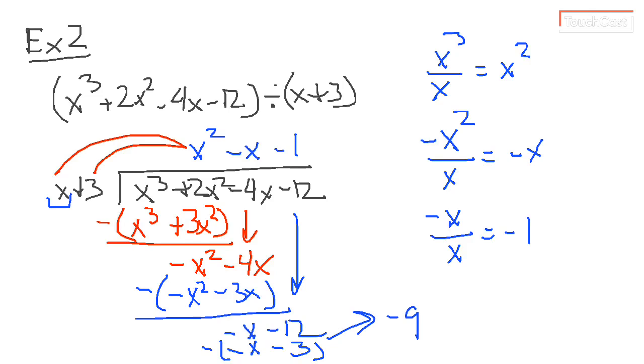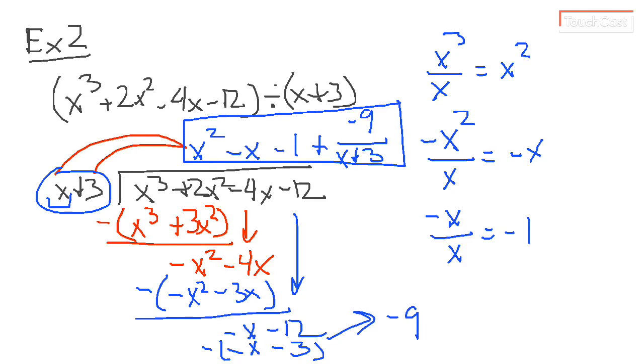Now, to write our answer with this remainder, what we're going to do is put a plus sign at the end of the answer we're developing, and we're going to make a fraction. We're going to put negative 9 as the numerator. Whatever our remainder is, that's our numerator. And then whatever we were dividing by in this problem, in this case it's x plus 3, that becomes our denominator. So our answer is going to be x squared minus x minus 1 plus negative 9 over x plus 3. That's the answer to example 2.